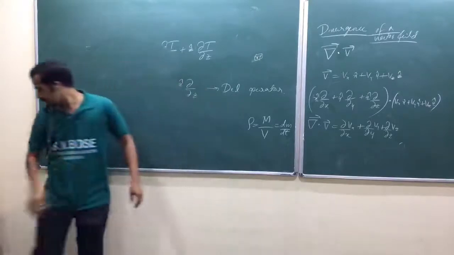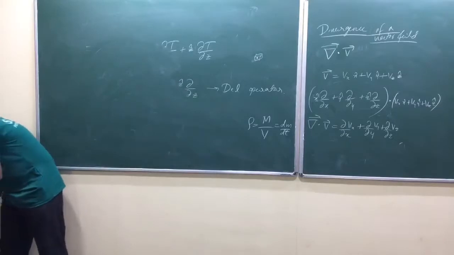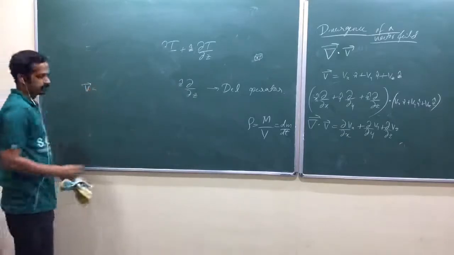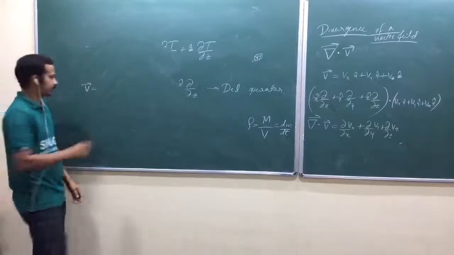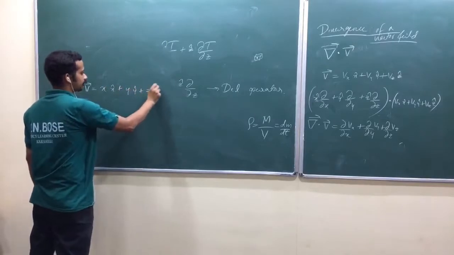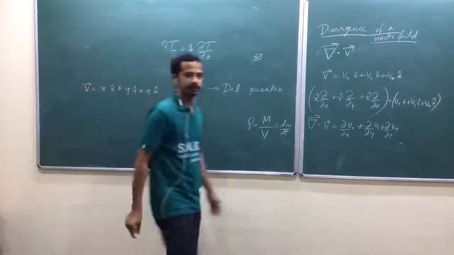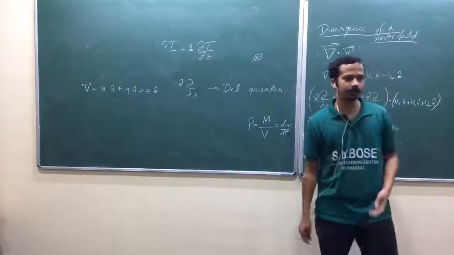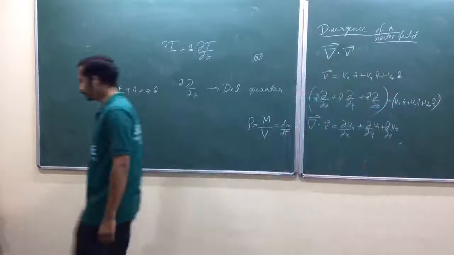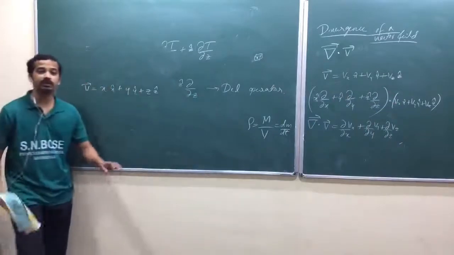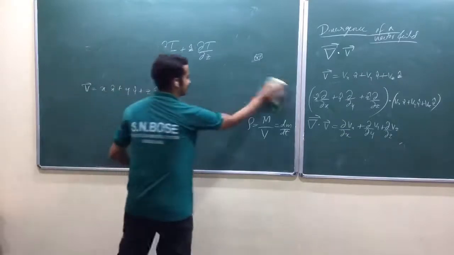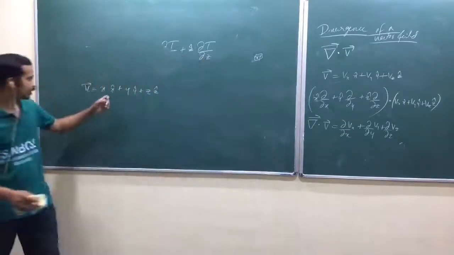Now look at here. Let me take one example. Let me take a vector x times x cap, plus y times y cap, plus z times z cap. These are variables. If you take a constant vector, obviously your divergence would be 0. Is that okay? Constant vector divergence is 0. Why? A constant vector is not diverging. So now look at here. But this vector, what is this vector?